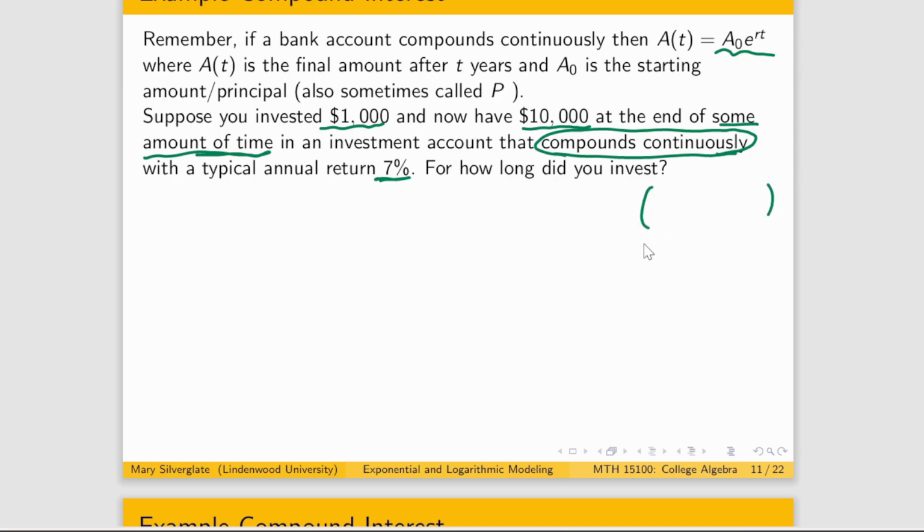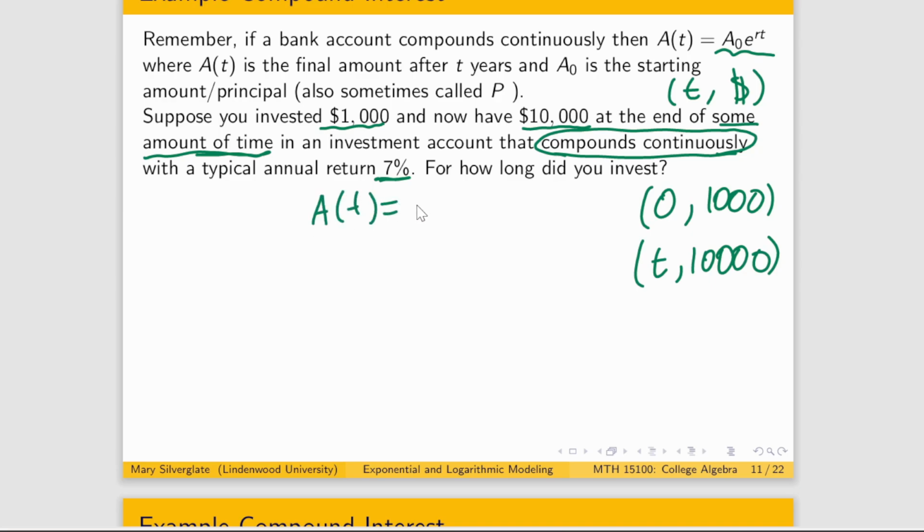So here we again want to look at what were the implied points they gave us. So here we still have time as the input and our money as the output now. One point they gave us was at time 0, I have 1,000 in my bank account. And then the other one is after some amount of time, I have 10,000 in my bank account. So here, this is actually what I'm missing, is that time.